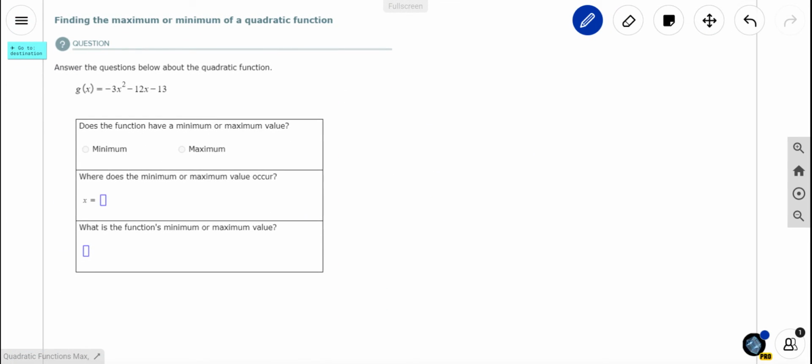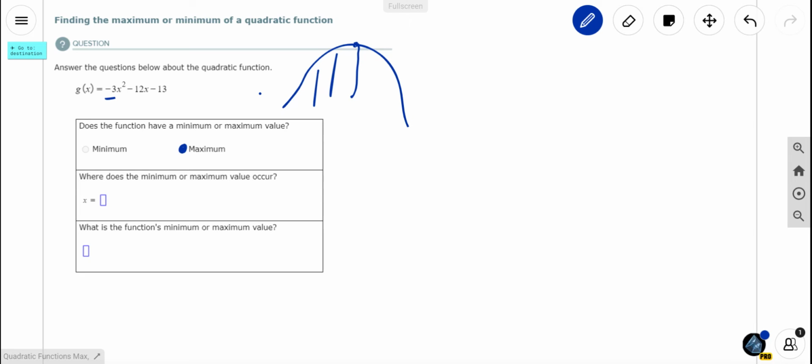Okay, max or min. Now take a look. A is negative in this case. So this is going to be a cup down, which means it is going to have a maximum value. And that maximum y value is going to happen right here at the vertex on top of here. Okay, so this is going to have a maximum.